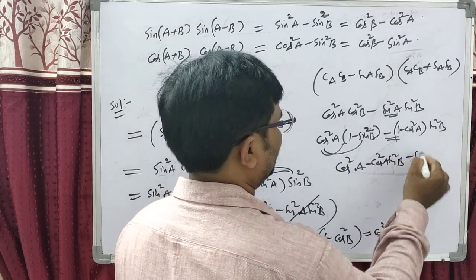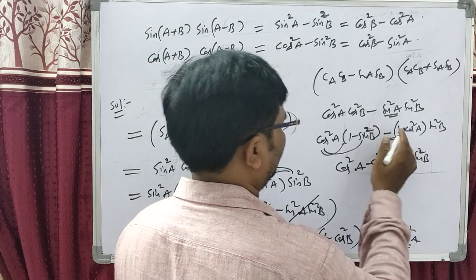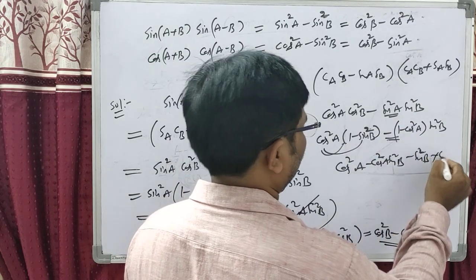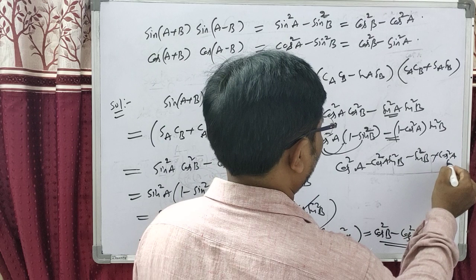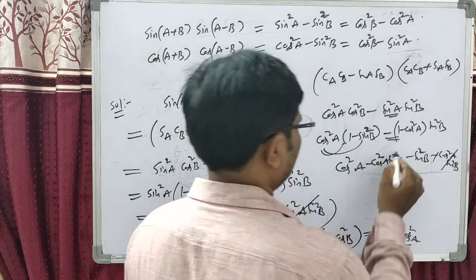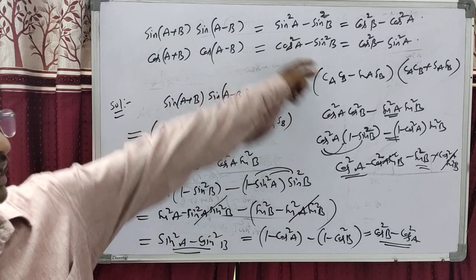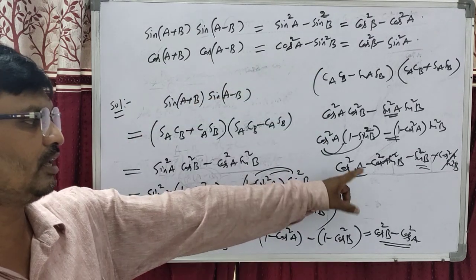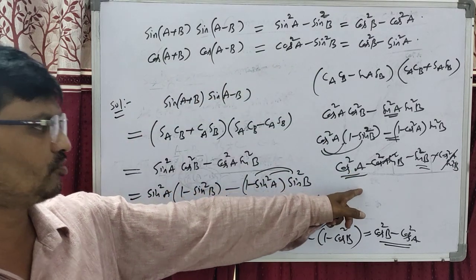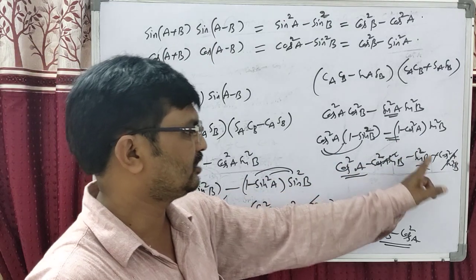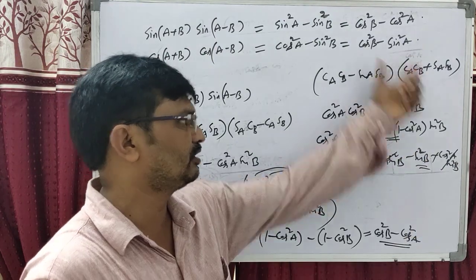This is the students minus of sin square B. Minus into minus plus cos square A sin square B. These are cancelled. We got cos square A minus sin square B. Dear students, the cos square A we can write 1 minus sin square A, and sin square B you can write as 1 minus sin square B. Then you got this one.